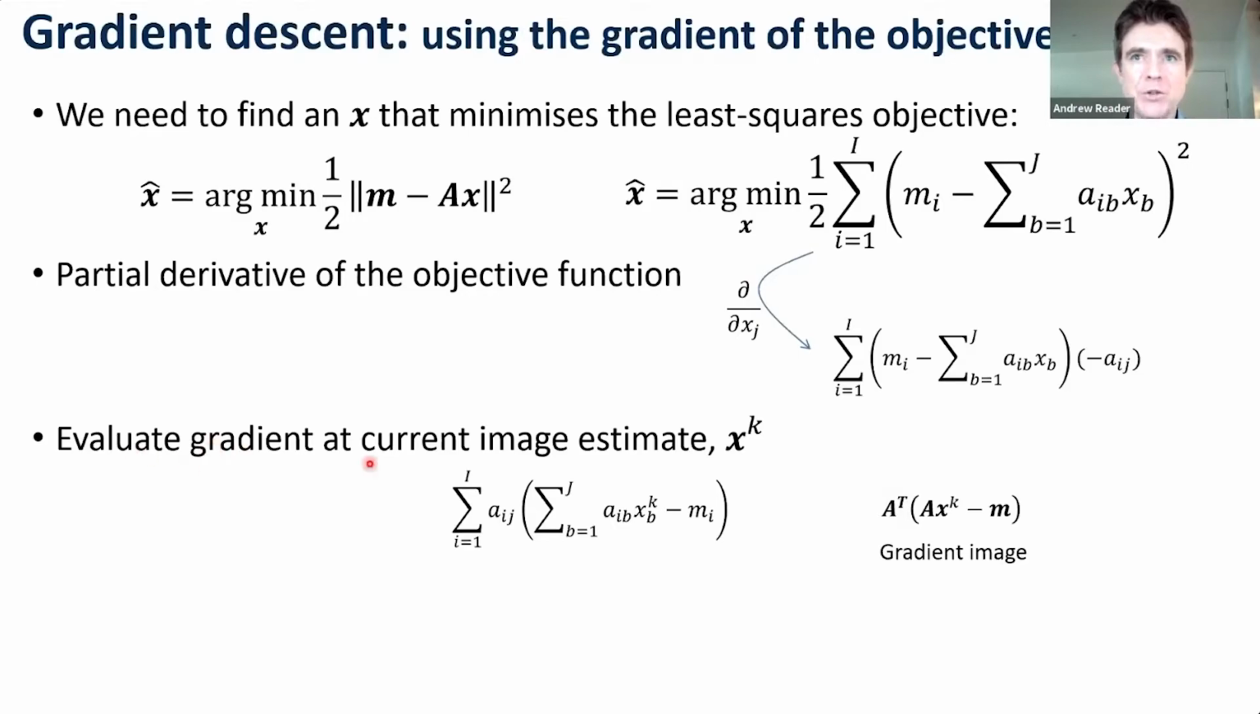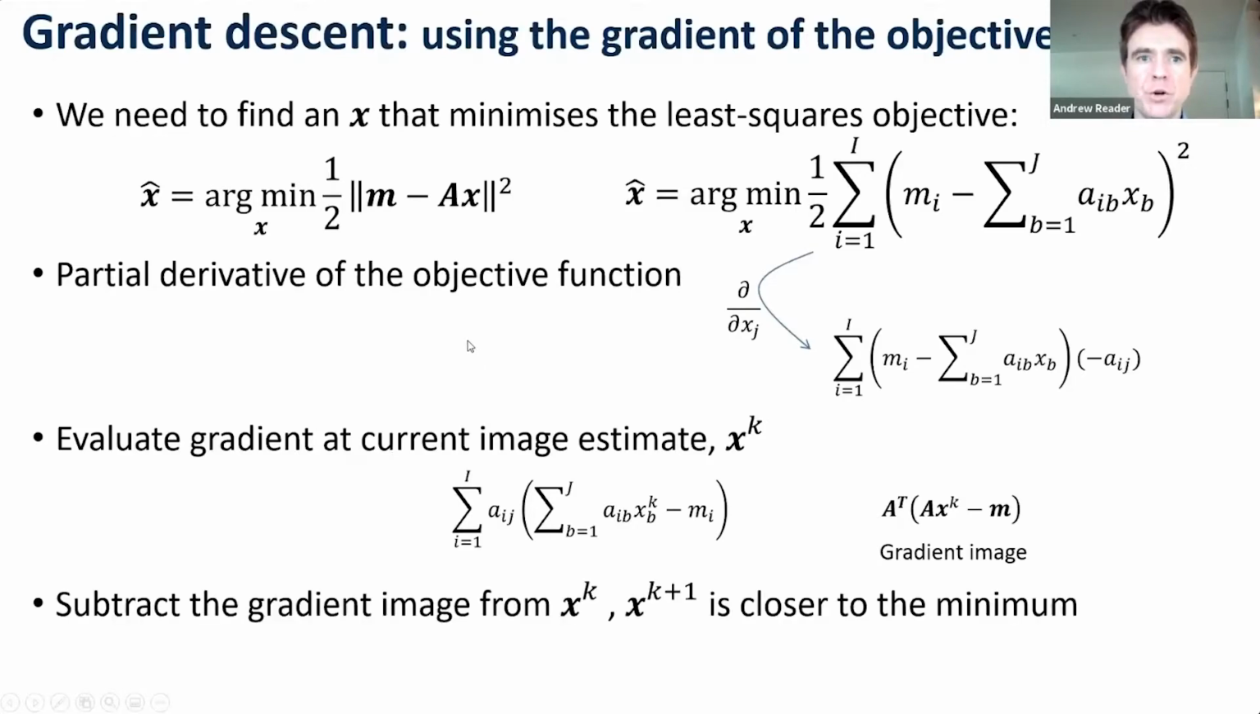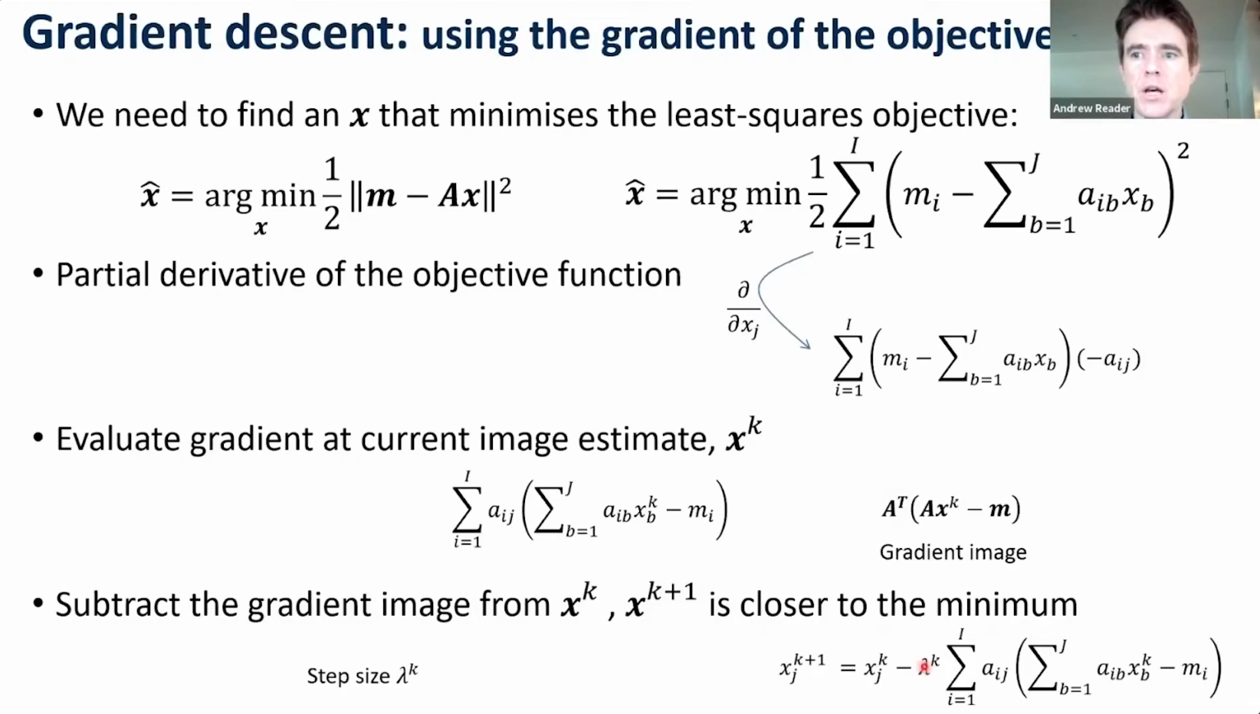Now, having evaluated the gradient, we know what we need to do to get closer to the minimum. We've got to subtract that gradient off. So there we go, subtract the gradient at xk in order to get to a next better estimate, xk plus 1, which will be closer to the minimum of that least squares objective function. So there it is there. And I've just said, well, there's some step size that we need to take of that gradient image. The gradient image is just a difference of back projections. And then we subtract that off to get a better estimate of the reconstructed image.